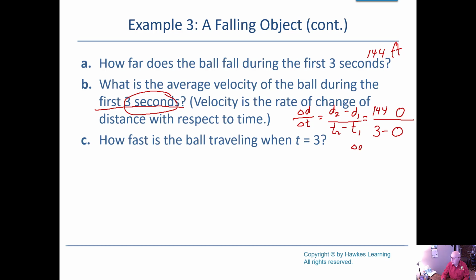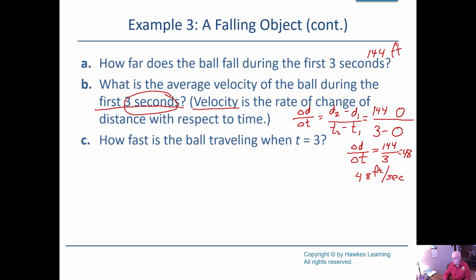So delta D over delta T equals 144 over 3, which is 48. And remember, this is velocity. What we have on the top here is feet, so it'll be 48 feet per, and what did we have on the bottom? We had seconds. There's our second answer.